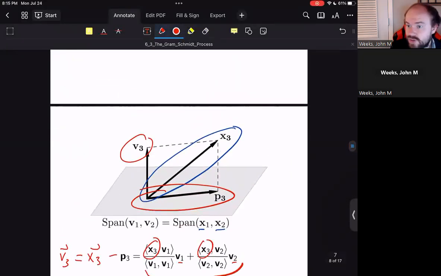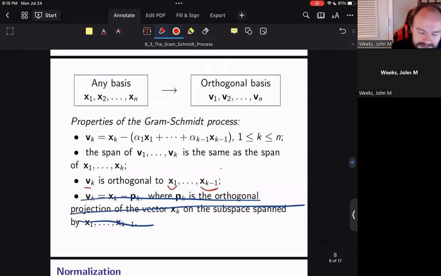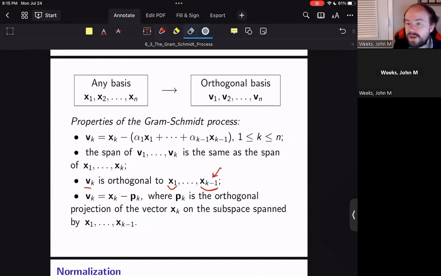And the fact that this turns out to be the case even when we don't have a basis to begin with. As you can see right here, v sub 3 and x sub 3 do not have to be orthogonal to each other. It's only with the ones that come before it in index. And then finally, just like we saw in that formula from before, v sub k is x sub k minus p sub k, where p sub k is the orthogonal projection of this vector onto the subspace spanned by the previous vectors x sub 1 through x sub k minus 1. So this is the orthogonal projection that is helping us calculate these things out.